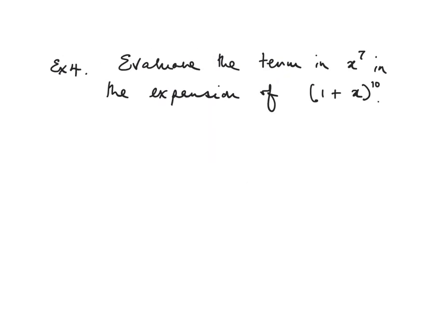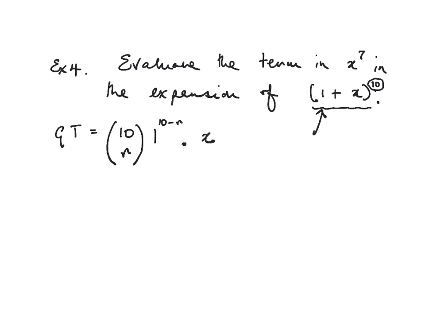Example 4. We want to evaluate the term in x to the power of 7 in the expansion of 1 plus x all to the power of 10. So what I'm not going to do is expand this whole bracket. I'm going to work out the general term. So the binomial coefficient will be 10 choose r. R is a number that we're going to have to find. The first term is a 1, that's nice and easy to deal with: 1 to the power of 10 take away r. And the second term is x to the power of r.